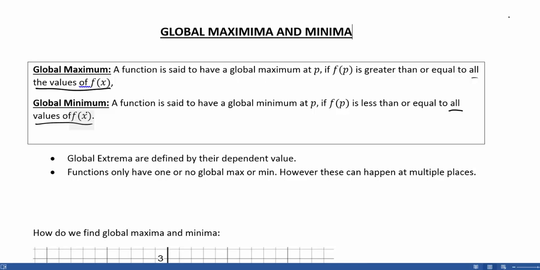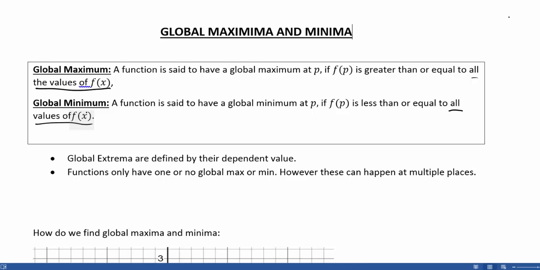A couple things to remember. So global extrema, so global maximums and minimums, are defined by their dependent value. So we're looking for the y value. So when we talk about a global maximum, if we say a global maximum is 7, that means it goes up as high as 7. So that's a y value. And if we were to say the global minimum of a function is, say, -3, that means the function goes down all the way to -3.